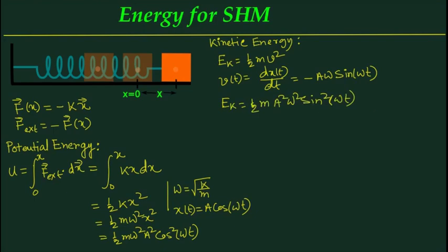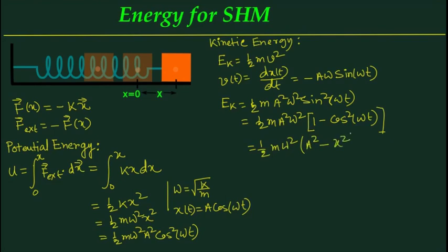Now if we express the sine function in terms of the cosine function, then we can express it in terms of the displacement x. So let's write in terms of cosine square omega t. That will be a square into 1 minus cosine square omega t. So this can be expressed in terms of x. That will be half m omega square into a square minus a square cos square omega t, that is x square.